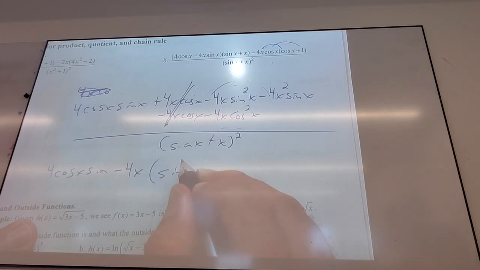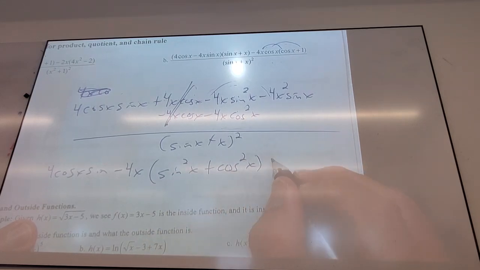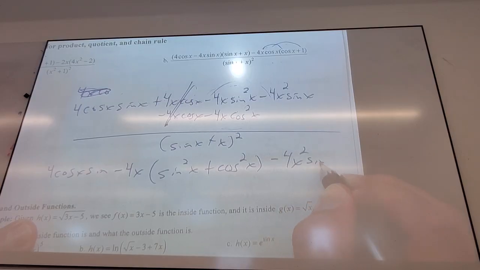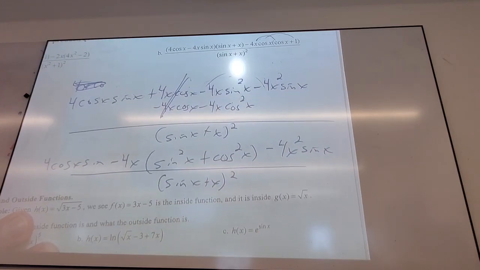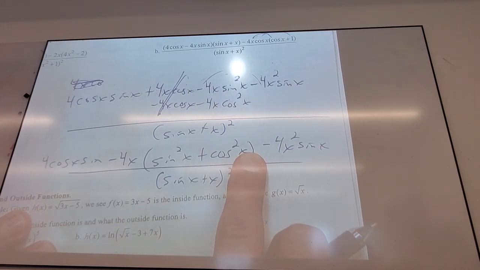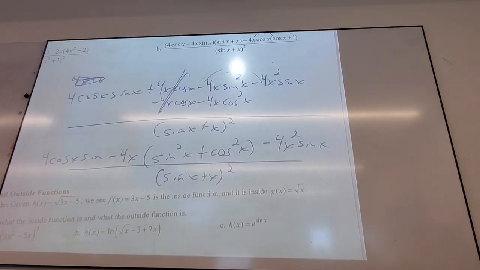Sine squared plus cosine squared. What is sine squared plus cosine squared? What's sine squared plus cosine squared? 1.